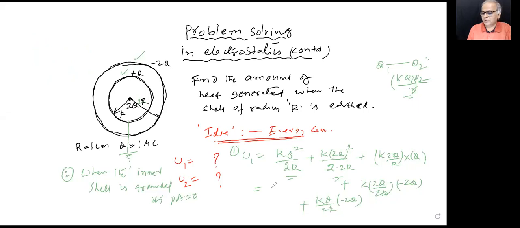Why is nobody else speaking? I'm telling you, when the inner is earthed, potential is zero, I told. Find out the new charge. I'll tell you the steps, but this is better because there's nothing like spoon feeding. Find the new charge by making the potential zero. Do you follow? Then find out U2.